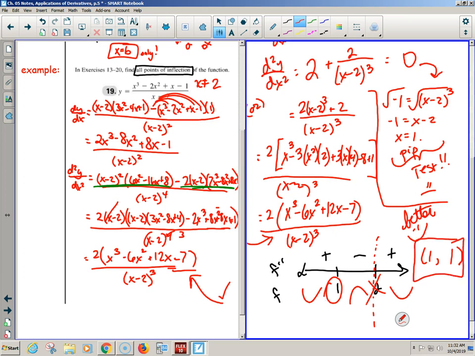If we were to use our words, there is a point of inflection at this point because the second derivative of 1 equals 0 and the sign of the second derivative changes at that point. Points of inflection. Good? Is this going to be a question on the test? This exact one? Oh, I hope not.